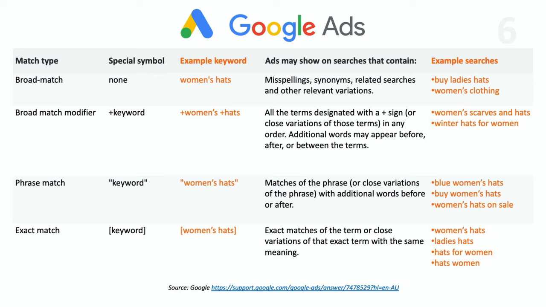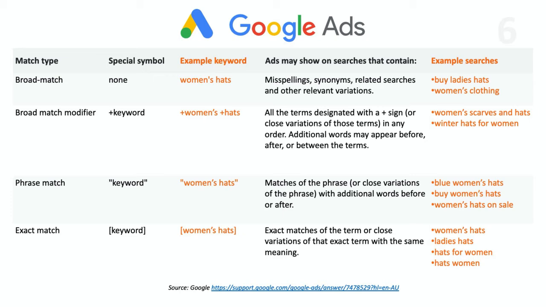So if you can see there on the example, if you had the keyword set as plus women's and plus hats, then as long as the user used both of those keywords, but in any order and in any phrase, then it would trigger the ad. So the example there, women's scarves and hats would trigger the ad. Winter hats for women would trigger the ad. Okay. They're quite handy, but you do need to be careful because you need to think about all the different scenarios that would apply.